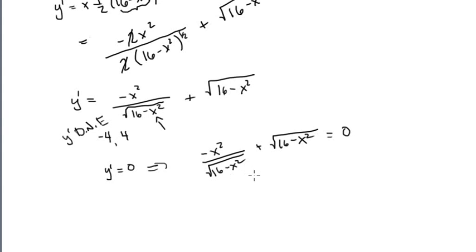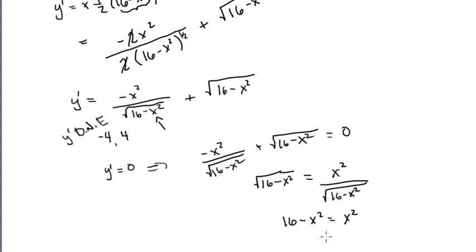So to solve this, I'll add this quantity to both sides, so I get the square root of 16 minus x squared will be equal to x squared over the square root of 16 minus x squared. When I multiply both sides by the square root of 16 minus x squared, I get 16 minus x squared equals x squared. So when I add x squared to both sides, I'll get 16 equals 2x squared. So therefore, x will equal plus or minus the square root of 8.